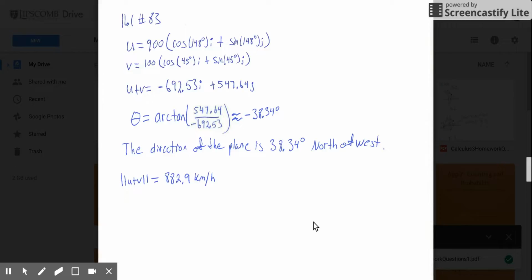Number 83, we have a plane flying with a bearing of 302 degrees. Its speed with respect to the air is 900 kilometers per hour. The wind at the plane's altitude is from the southwest at 100 kilometers per hour. And in your book, you have a picture of that scenario. We want to know what the true direction of the plane is, and we want to know what the speed is with respect to the ground.